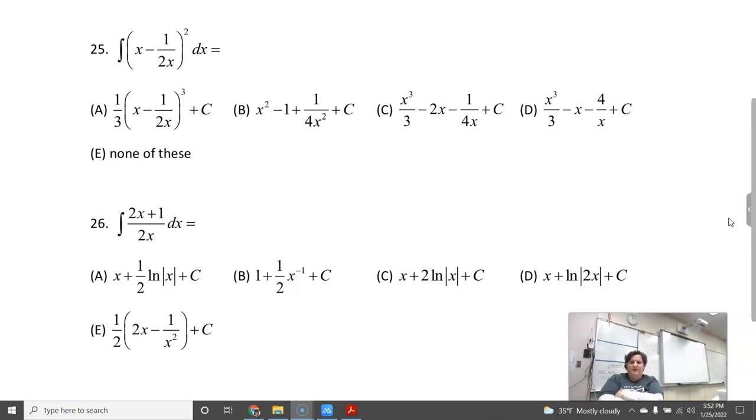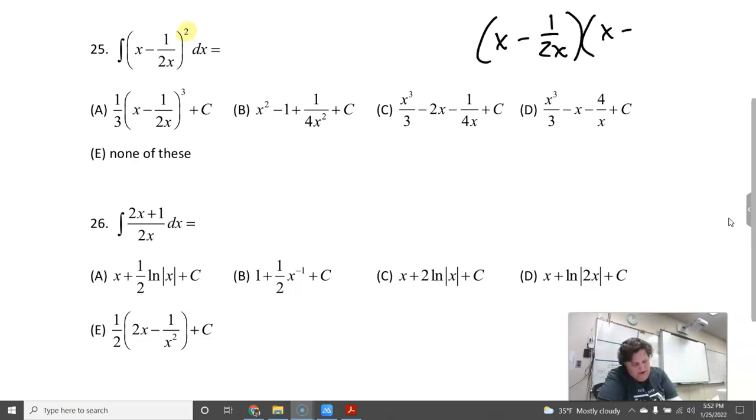Little on the tricky side, these two. Now for number 25, the fact that there is a squared out here means that I actually have to do something to this before I can actually integrate it. So look, I got to take x minus 1 over 2x, and I actually have to square it so that I can take the integral of each part.